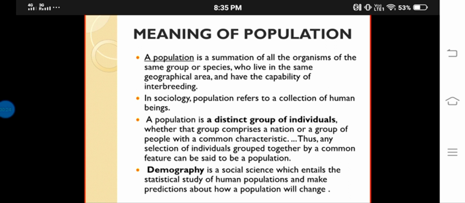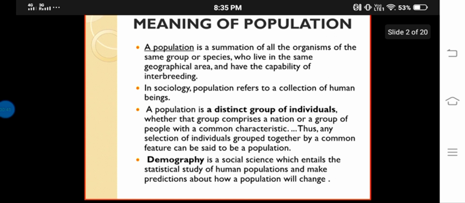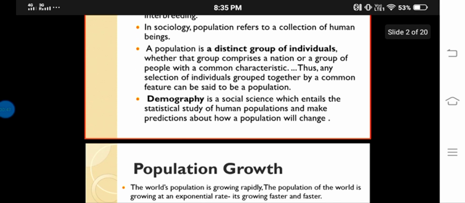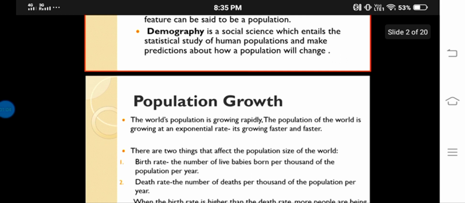There are many theories which various economists and sociologists have given, like Marx's theory of population or surplus value, and the Malthus theory, another very famous theory. Population is a very broad term, and many things are covered in it. Demographics is another variant, a statistical body of a human population that makes predictions about how a population will change. Like there is a theory of demographic change given by C.P. Blacker. Like first stage, second stage, you must have heard about it.